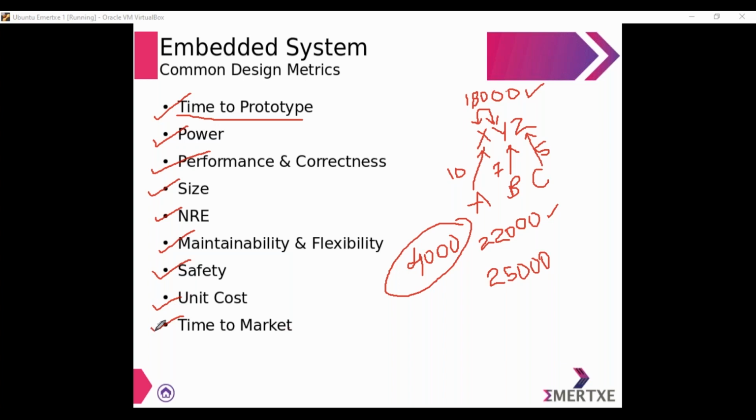And time to market, you make sure you are up to the time of the market, and you should be the first one to occupy the product, and you have to make sure the product is working fine in the market. So these are the common design metrics of the embedded system. Is that clear?